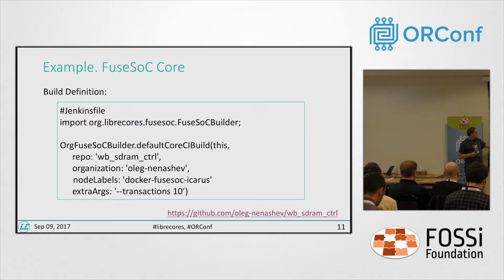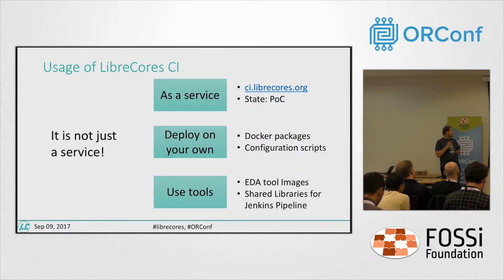So effectively, in your repository, you just define a short Jenkinsfile. You say that you want to run a core build, specify which repo you use, from which organization, then specify the node you need to use. So here I use FuseSoC and the Keras to run the build, and specify extra arguments. So for example, this is a number of transactions on Wishbone for tests. And everything else just runs and reports results. At the end of the talk, I will show the demo.